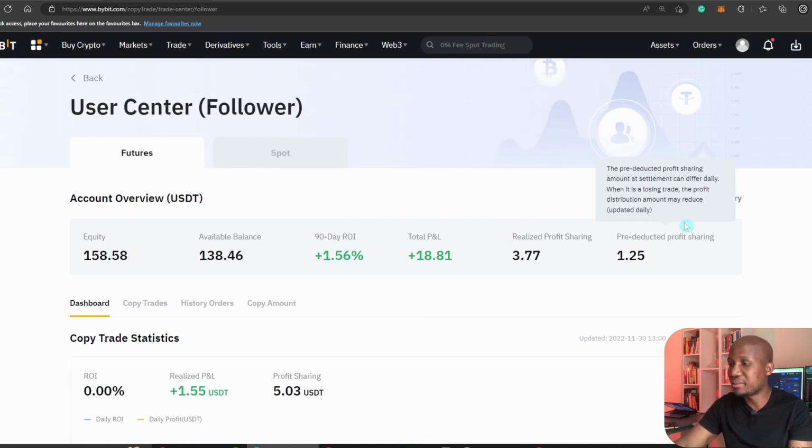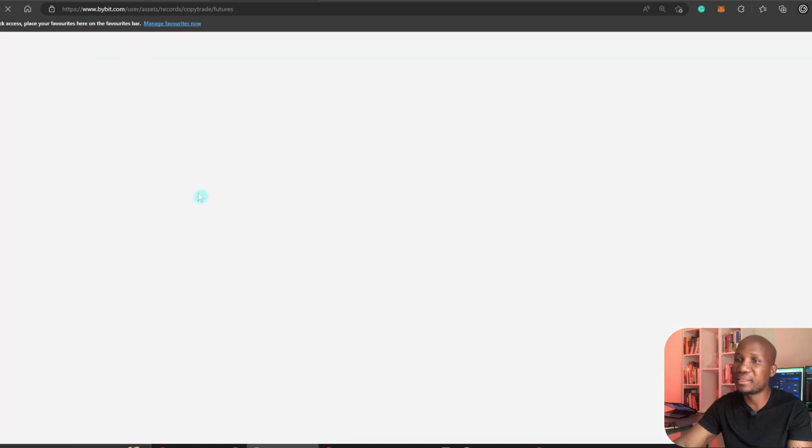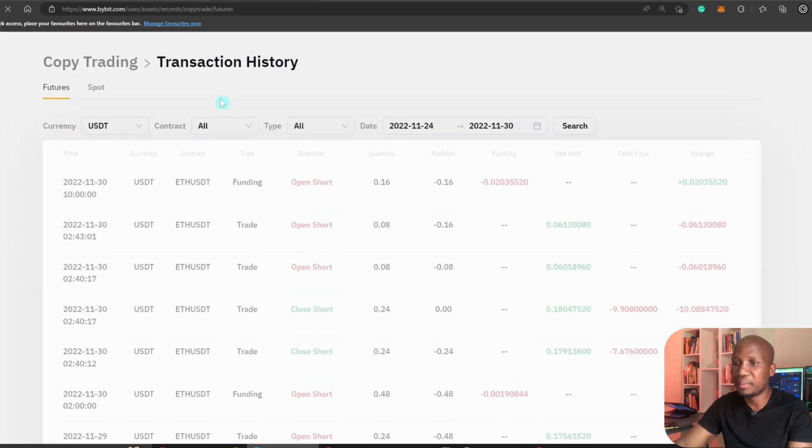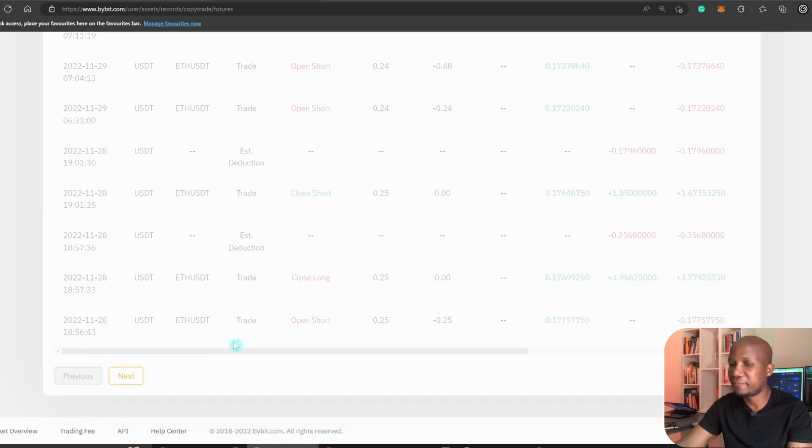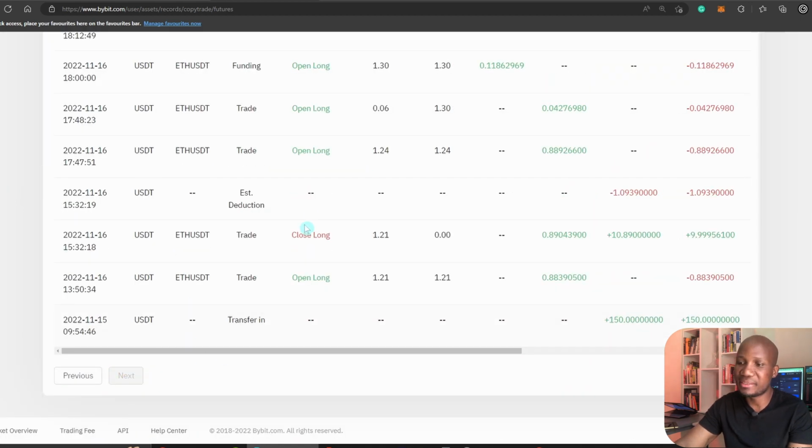But before we do that, let's jump here to trading history. I'm just going to select a period of about 1 month, and I want to start off with the first page here. All right, so this is the first page, and you can see that we transferred in exactly 150 US dollars into this account.